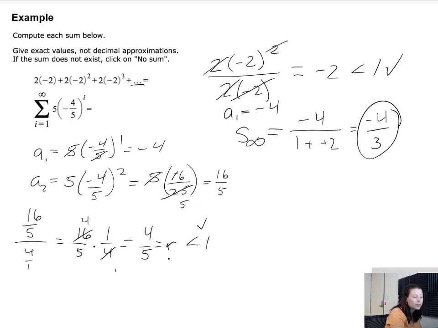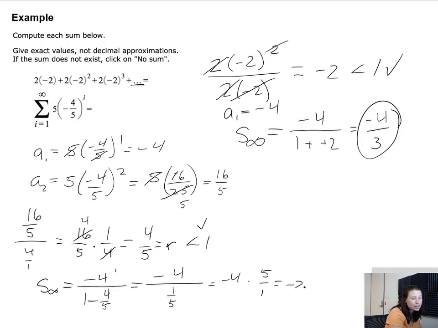So we're good. Okay, so the infinite sum here would be equal to a1, which is negative 4, over 1 minus r, which is 4/5. So negative 4 over 5/5 minus 4/5 is 1/5. So that's negative 4 times 5 firsts, so that's negative 20. So our infinite sum there is negative 20.